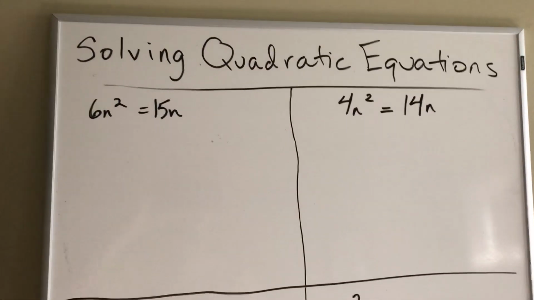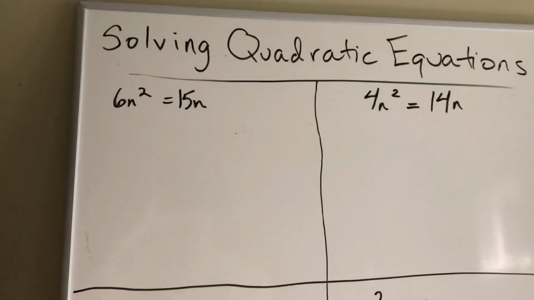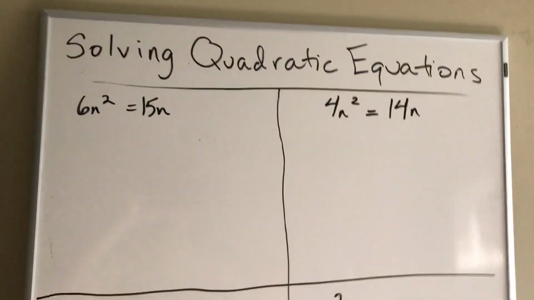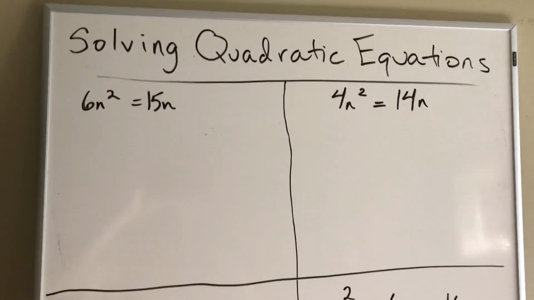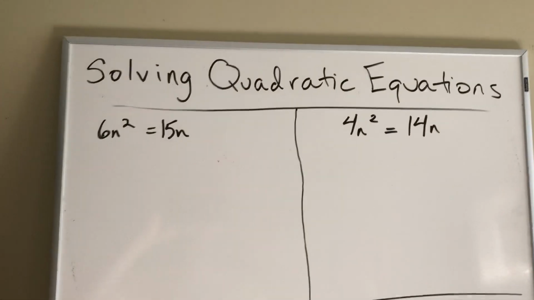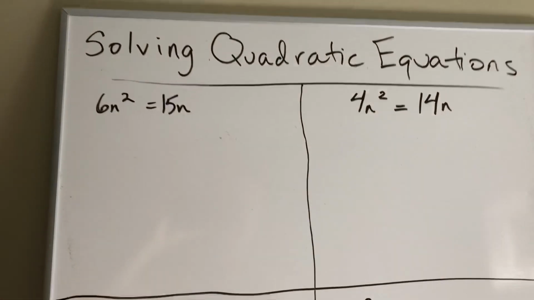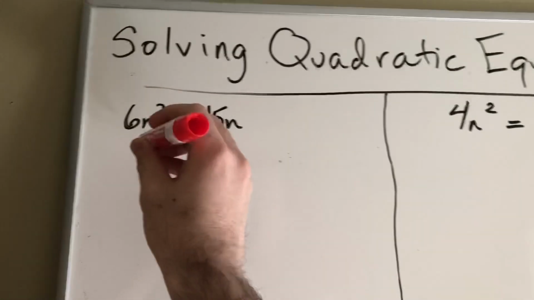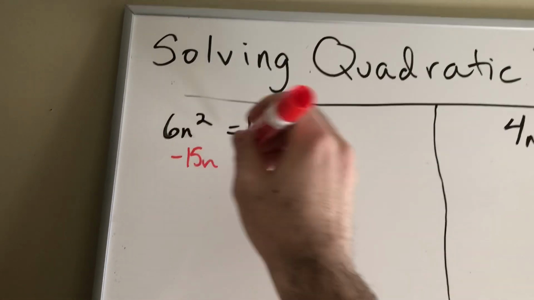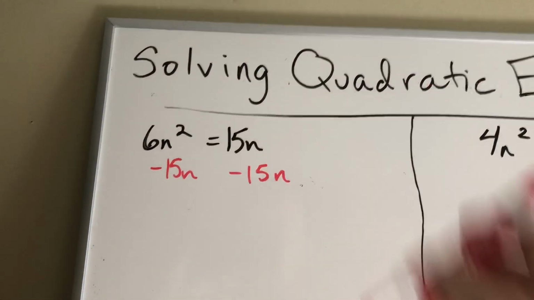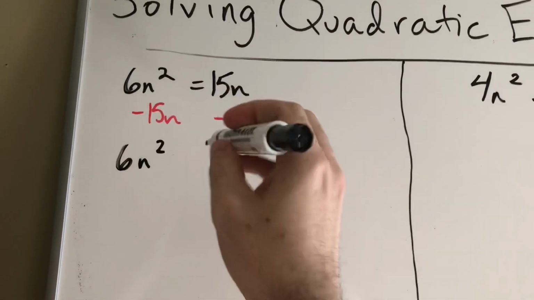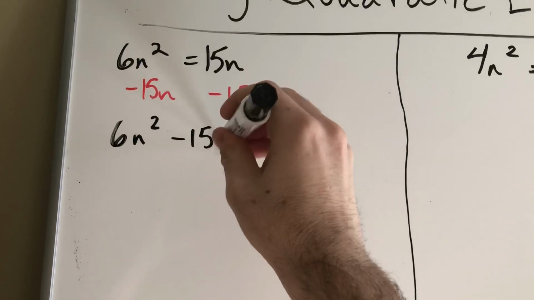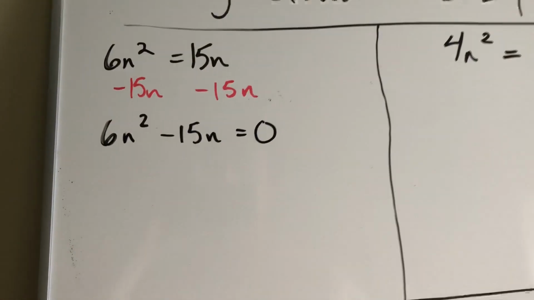So I'm going to do one problem on the left, solve it. You can pause the video, attempt the one on the right before I go ahead and do the same example a second time. 6n squared equals 15n. Like I said, we want to set one side equal to 0. I'm going to do that by subtracting 15n on both sides. I have a new equation: 6n squared minus 15n equals 0.